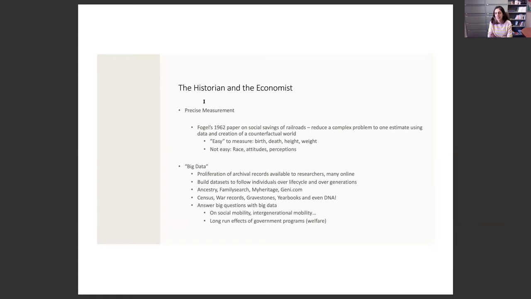So I have to say first that I really agree with a lot of Caitlin's comments, especially on this issue of identification. I went to graduate school at UC Berkeley and took Barry Eichengreen and Brad DeLong's economic history course. And one of the first papers that we read was Fogel's 1962 paper on the social savings of railroads. And the innovation of that paper was really that he took this really large, complex problem of trying to see whether railroads were indispensable to American economic growth in the late 19th century.